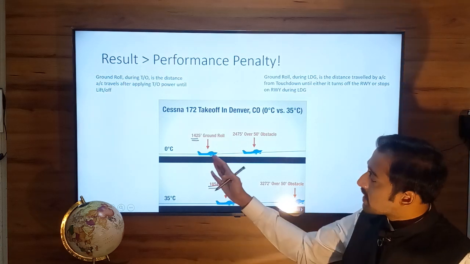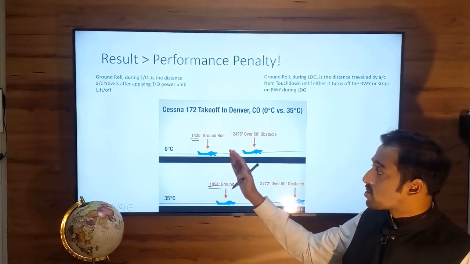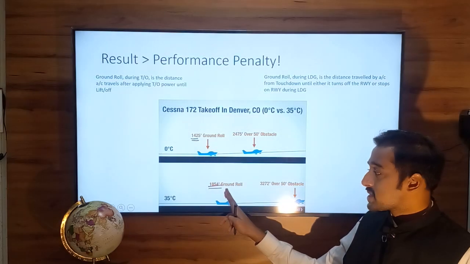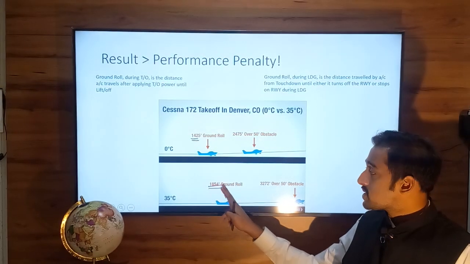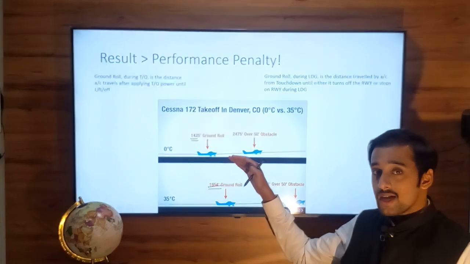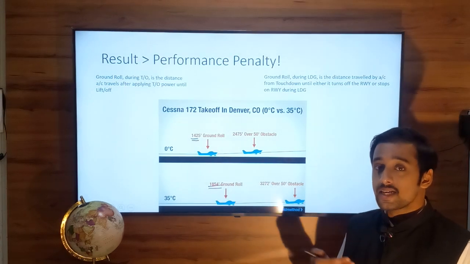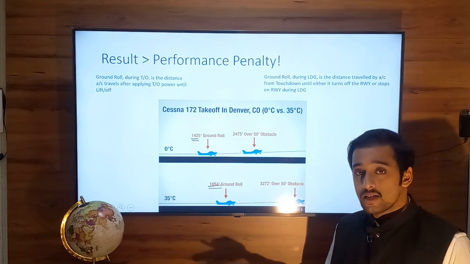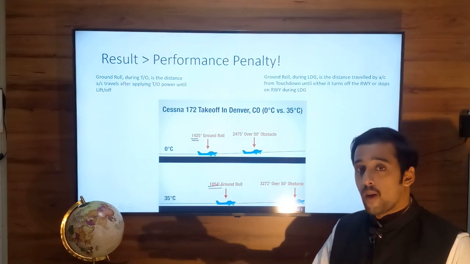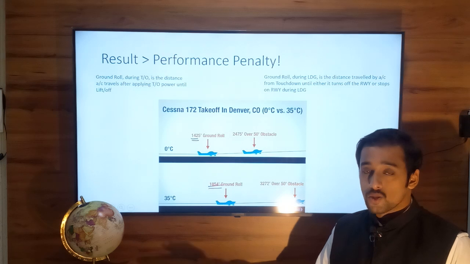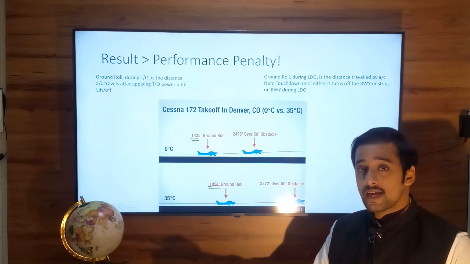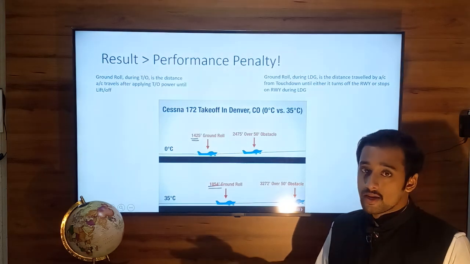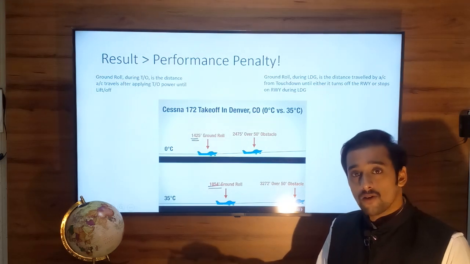So here you can see clearly that at 0 degrees Celsius, the ground roll required for takeoff is 1425. Over here, the same ground roll required at 35 Celsius is 1854. So as temperatures increase, density decreases. Density of air becomes thinner and thinner, and as a result, you need a much larger amount of takeoff roll. Okay, so that you compensate for the decrease in air density, extra amount of air enters the engine and you have sufficient engine power to lift off.